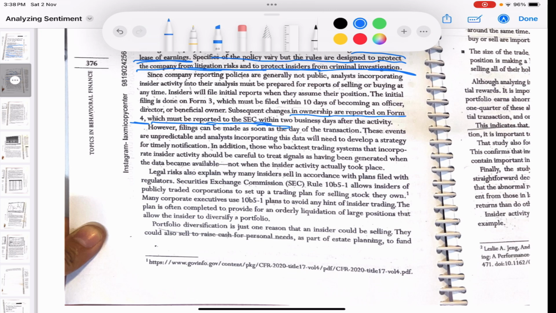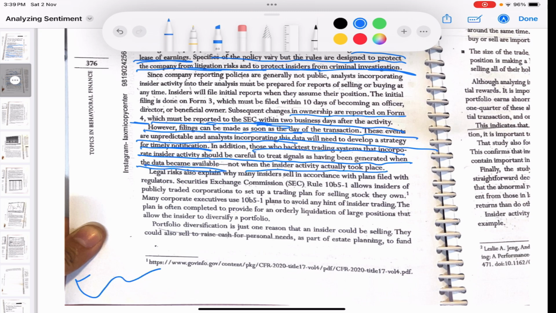SEC, like we have SEBI in India, is the regulator in the US for the NYSE, or the New York Stock Exchange. However, filings can be made as soon as the day of the transaction. Those events are unpredictable, and analysts incorporating this data will need to develop a strategy for timely notification. In addition, those who backtest trading systems that incorporate insider activity should be careful to treat signals as having been generated when the data became available, not when the activity actually took place.